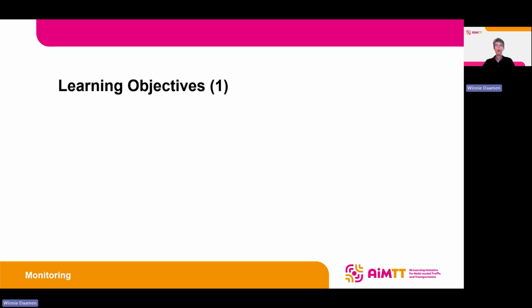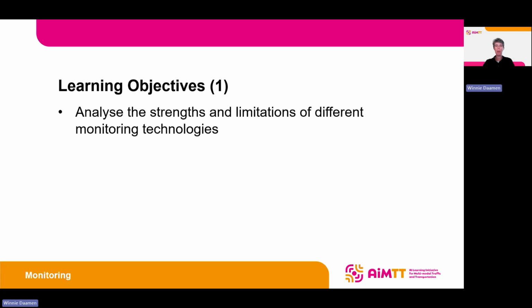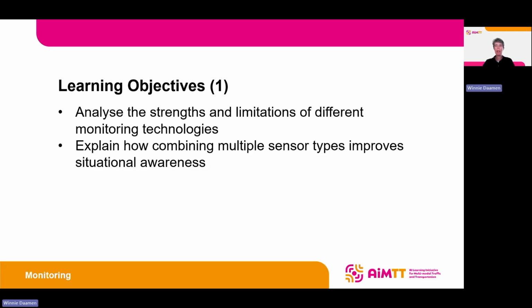In this lecture, we look at the role of monitoring in crowd and event operations. We start by analyzing the strengths and limitations of monitoring technology, because every sensor gives us a different piece of the puzzle. We'll also explore how combining multiple sensor types improves situational awareness. No single technology is perfect, but together they create a much clearer operational picture.